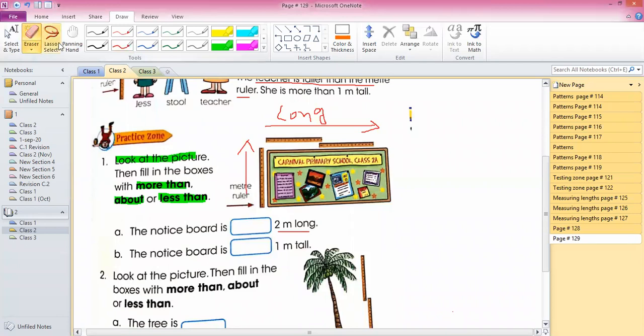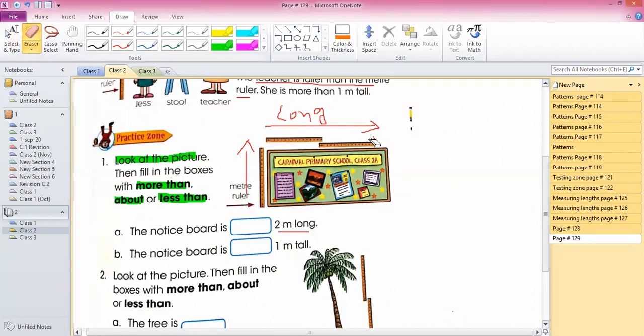You must have opened your book. Check in your book that this notice board is more than or less than 2 meter long. You can see, guys, this is 1 meter. This ruler is 1 meter, and this is also 1 meter. So 1 plus 1 is 2. That means up to here is 2 meter. I make it clear for you, guys.